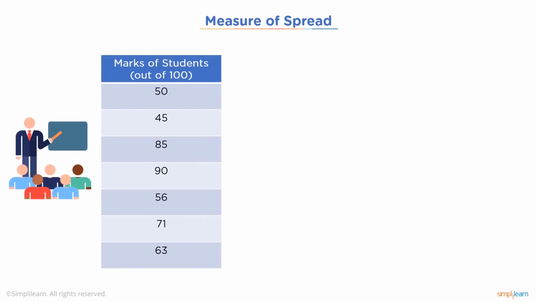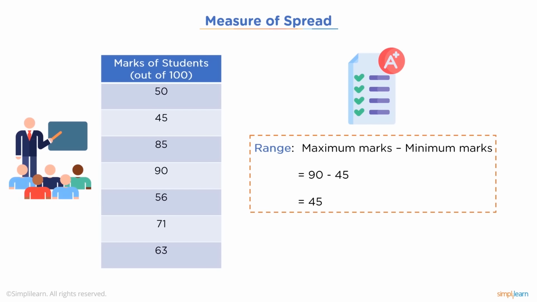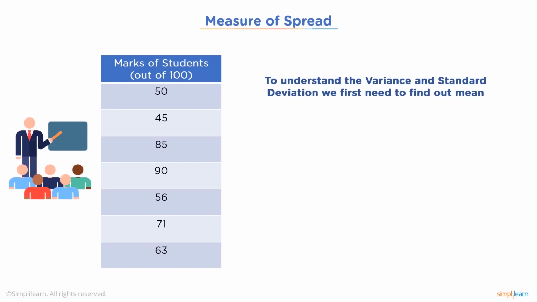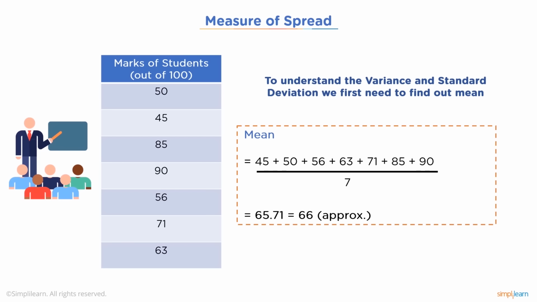So, measurement of spread. Marks of a student out of 100. We have here marks from 50 to 90. So the range, with maximum marks 90 and minimum marks 45, is 90 minus 45, which is 45. And then we have the interquartile range using the same marks. You can see here where the median is, and then there's the first quarter, the second quarter, and the third quarter, based on splitting it apart by those values. And to understand the variance and standard deviation, we first need to find out the mean.